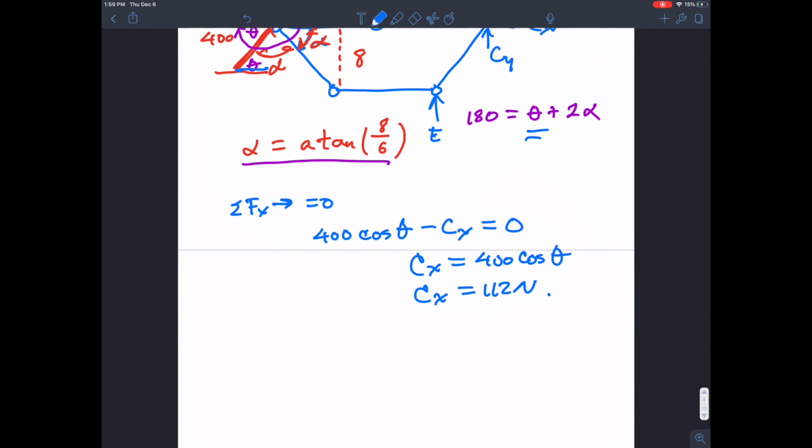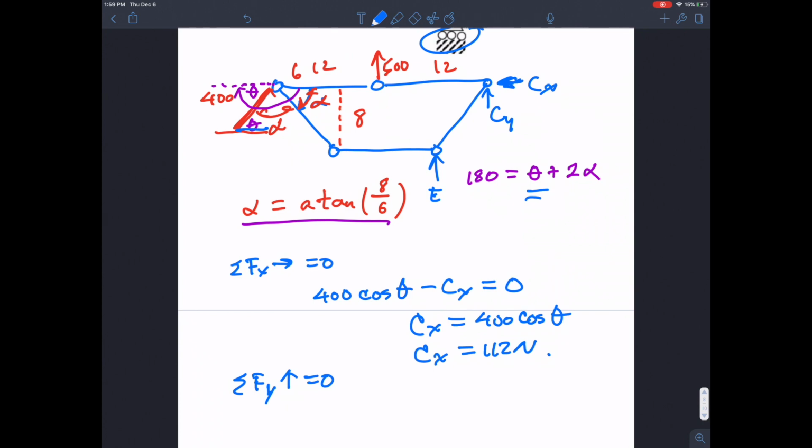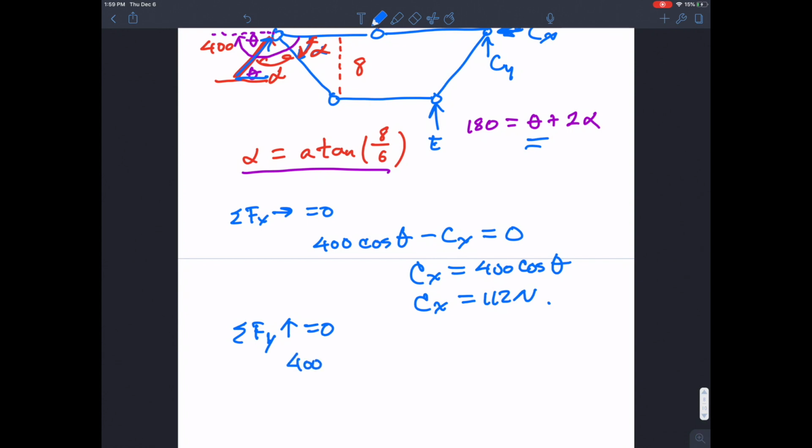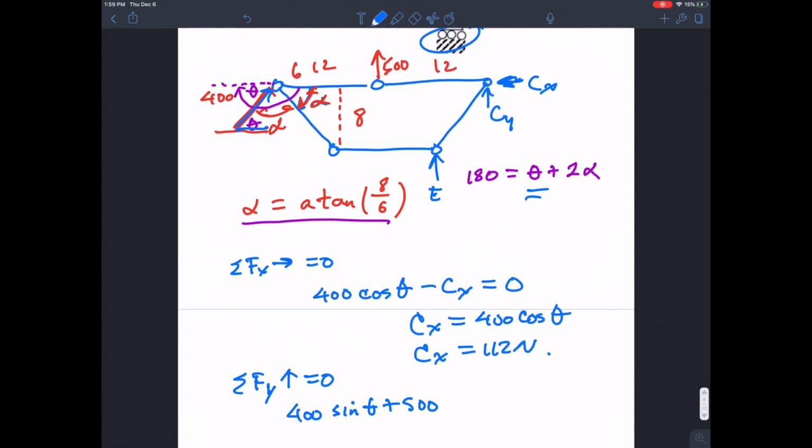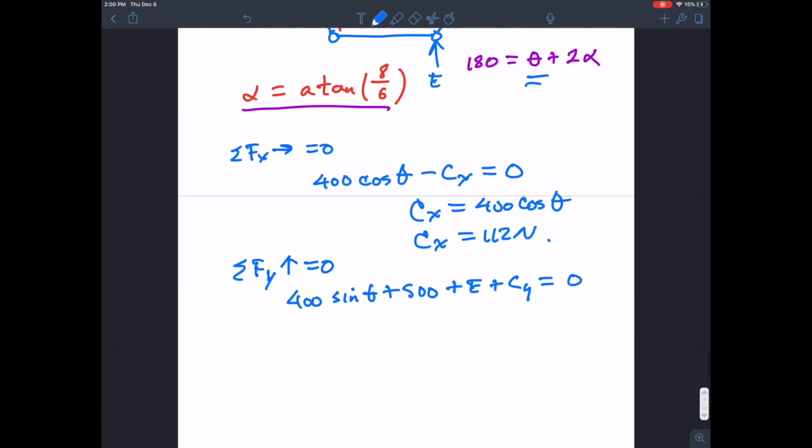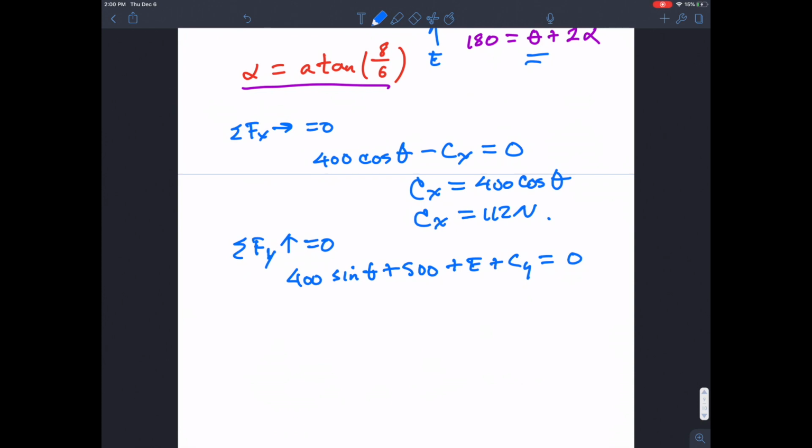Okay, so there's CX. Alright, next we want to do sum of forces in the y direction moving up equals 0. So I look at this and I have to resolve this 400 Newton force. I know that would be 400 times the sine of theta to get the vertical direction of that force. Okay. Then we also have the 500 Newton force moving up. We have E moving up, and we have CY moving up. So that's the equation. Set that equal to 0. Okay, but there's more than one unknown in here, so we're going to need another equation.